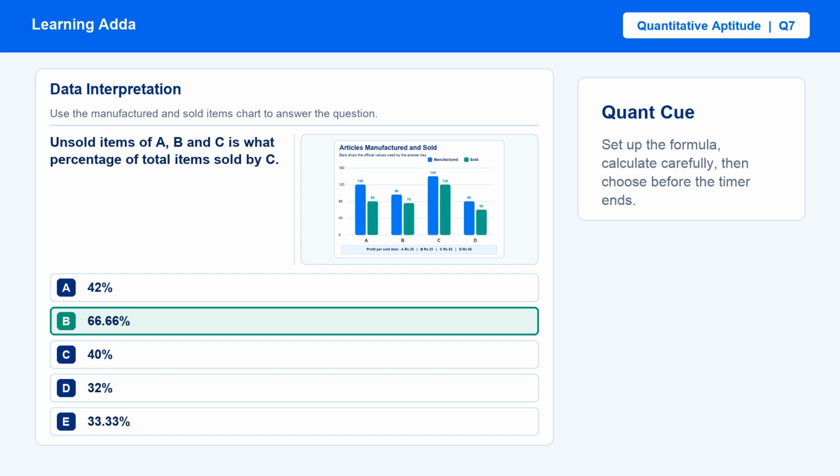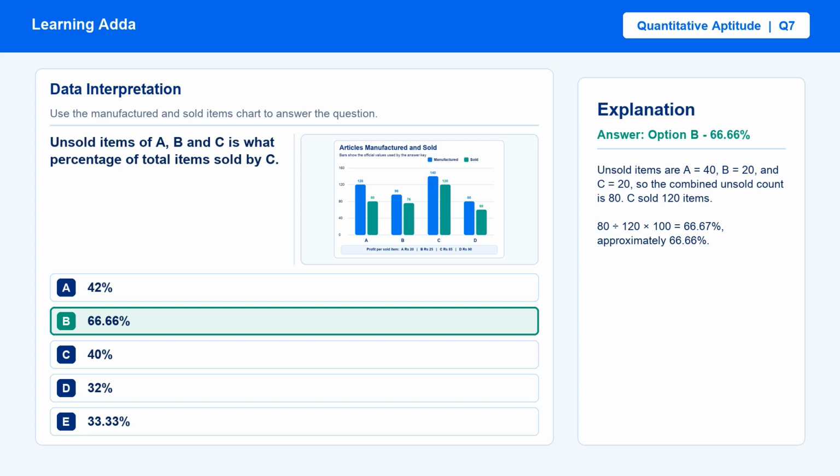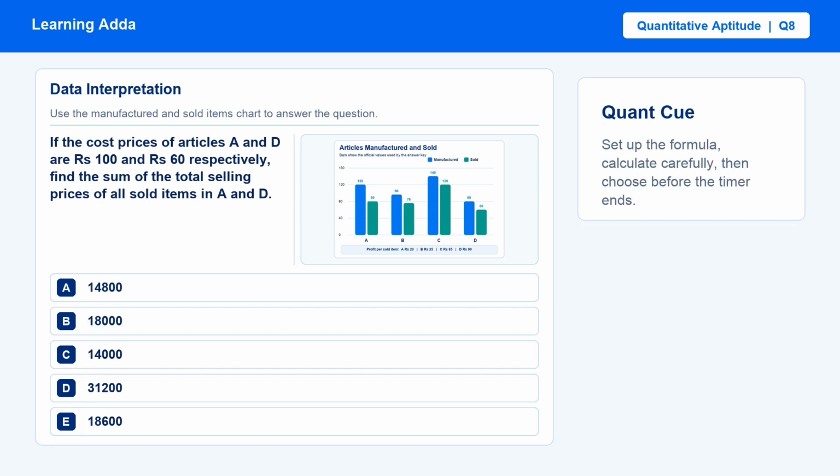The answer is option B, 66.66%. Unsold items are A is equal to 40, B is equal to 20, and C is equal to 20, so the combined unsold count is 80. C sold 120 items. 80 divided by 120 multiplied by 100 is equal to 66.67%, approximately 66.66%.